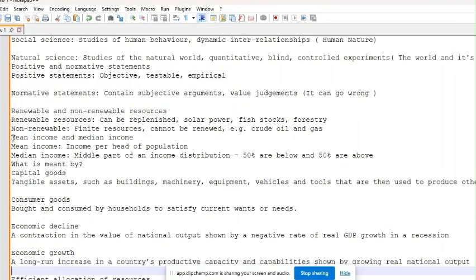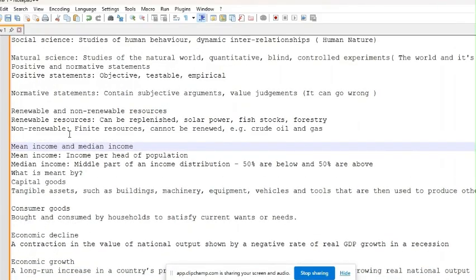So let's look at the difference between mean income and median income. Mean income is the income per head of population. Median income is the middle part of an income distribution: 50% are below and 50% are above. These are what we consider to be the different classes of society, with 50% being below that standard of being extremely wealthy, and another 50% being above that standard of wealth, meaning that they are actually wealthy.